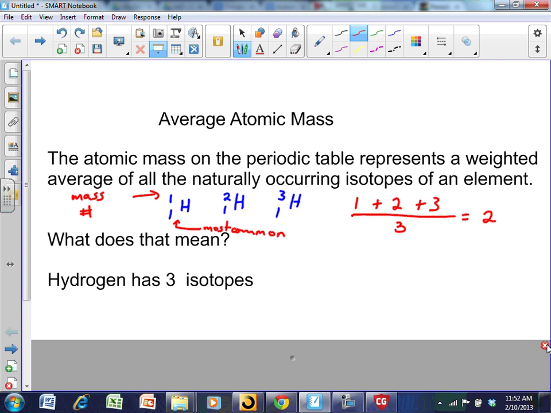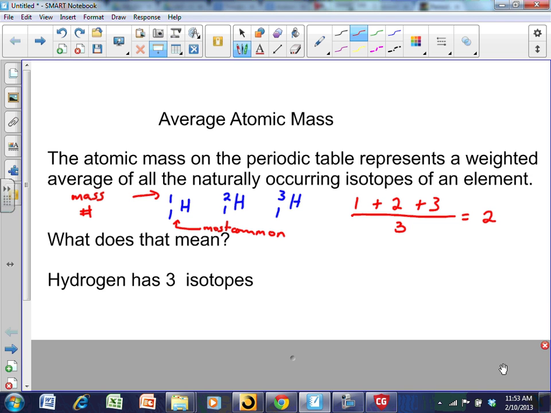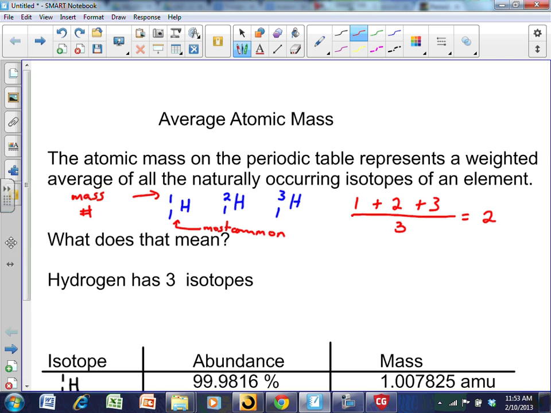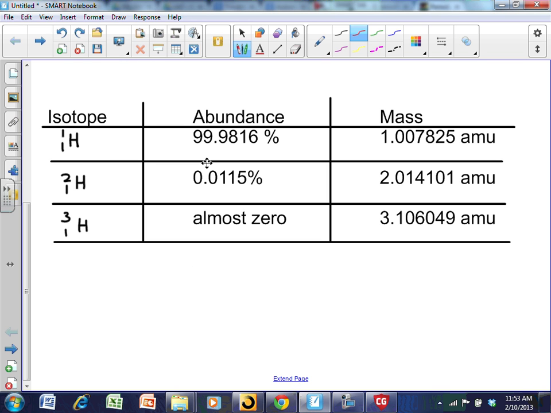On the periodic table, if you look at hydrogen, its atomic mass is close to 1. It's 1.008. That indicates that hydrogen 1 is much, much more common than hydrogen 2 or 3. So how do you take the weighted average? Let's go back and look at our hydrogen example. So here are hydrogen's naturally occurring isotopes.